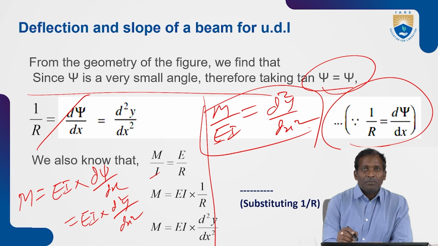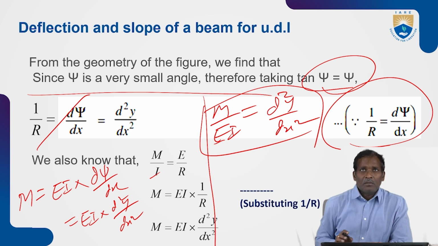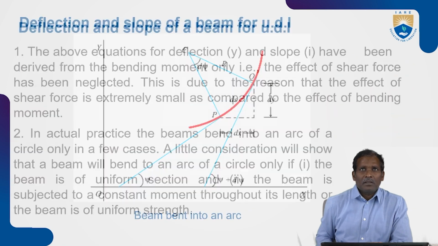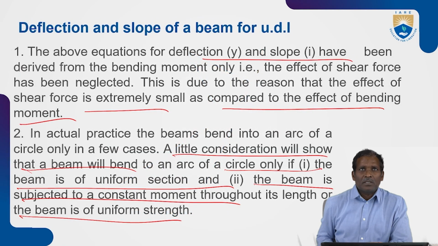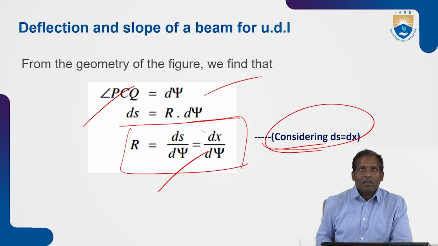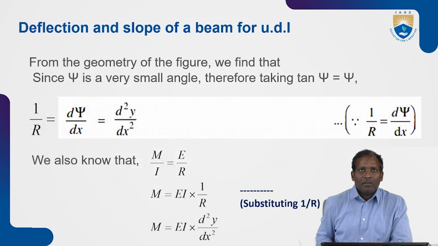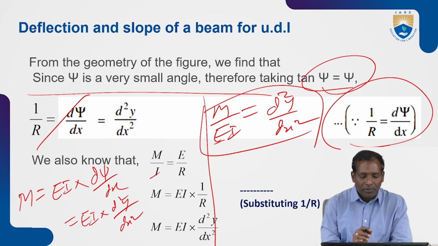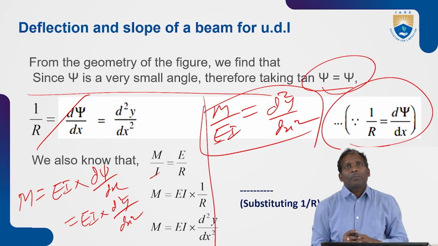So this is the slope and deflection equation of a beam for a UDL. The slope and deflection of a beam for a UDL. These two are different here. Like this, you need to calculate the deflection and slope of a given beam.